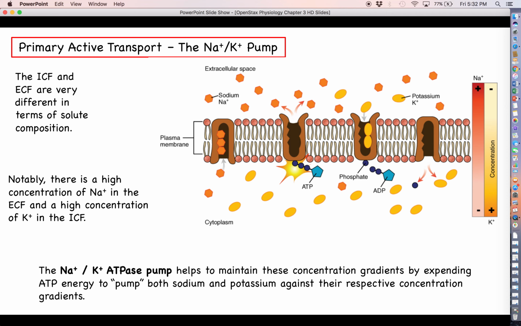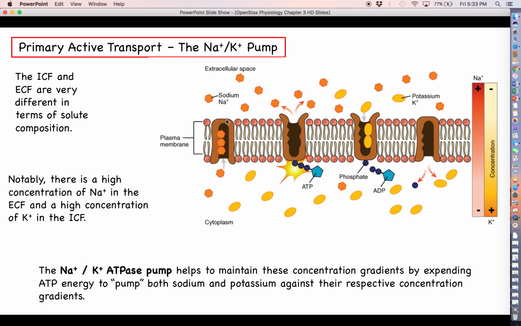So the way that we maintain this is this transporting pump called the sodium-potassium ATPase pump. The ATPase part of that indicates that this transporter is capable of hydrolyzing a molecule of ATP in order to extract the energy out of it. So the sodium-potassium pump utilizes the energy of ATP to pump both sodium and potassium against their respective concentration gradients.